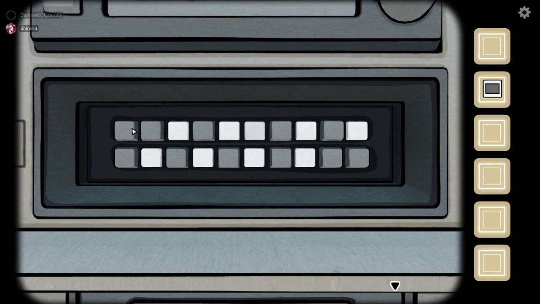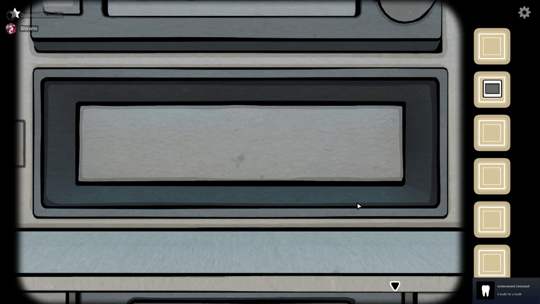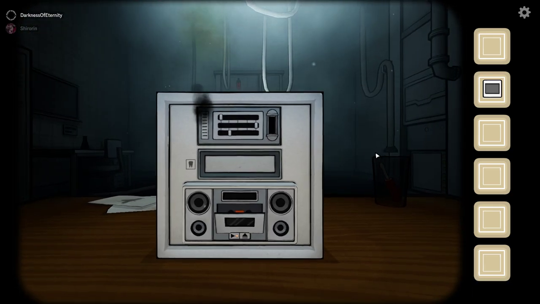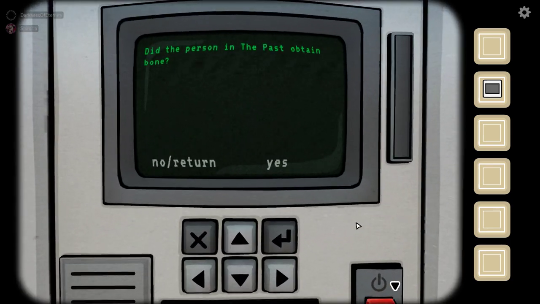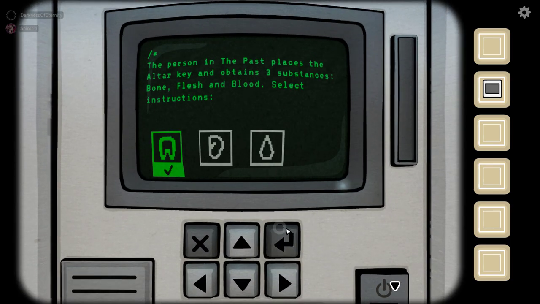1, 2, 3, 4, 5, 6 on top. Bottom one, first one. Ooh, a food for a food. That's it? What happened? I think that's it. Did you get the tooth? I got the tooth. Okay, I have to like enter here. Yes.